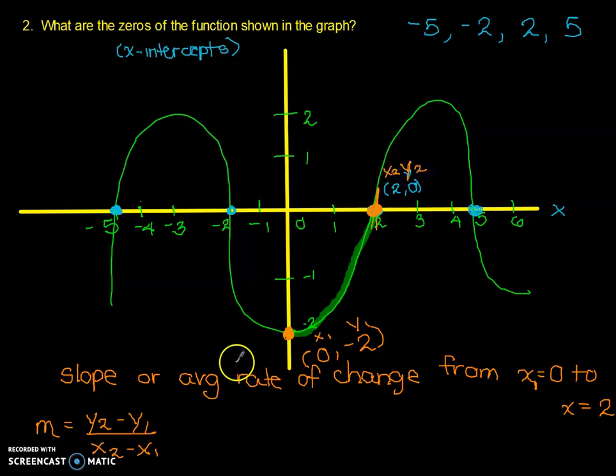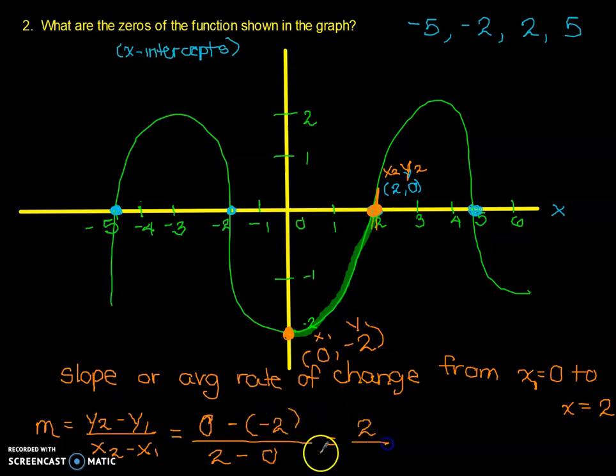So again, less work when they already give you the graph, because you technically already have the values, and now you just replace those variables with the values given. So remember to label. y2 is 0 minus y1, which is -2, all over x sub 2, which is 2, minus x sub 1, which is 0. So here I have 0 minus -2. Again, that would give me plus. So 0 plus 2 is 2, over 2 minus 0, which is 2. So the slope would be 1.